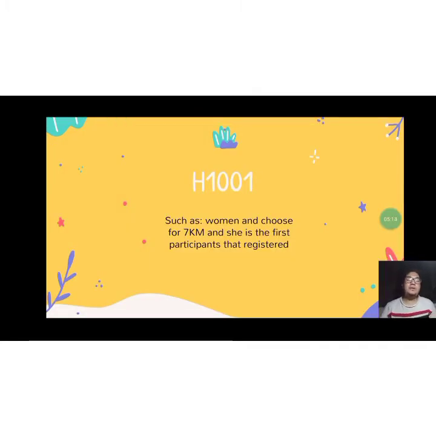So as you can see here, this is the example: the female participant has chosen the 7 kilometer category, and she is the first participant to register in our event. So the EBIP number that she will get is H10001. H represents 7 kilometers, 1 represents her gender, which is women, and 001 represents the first to register in our event.